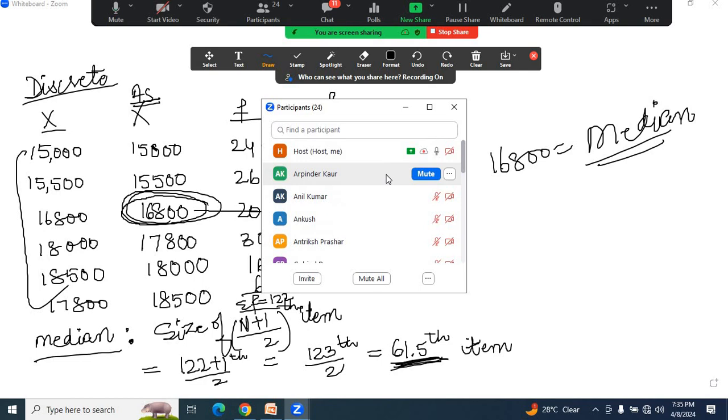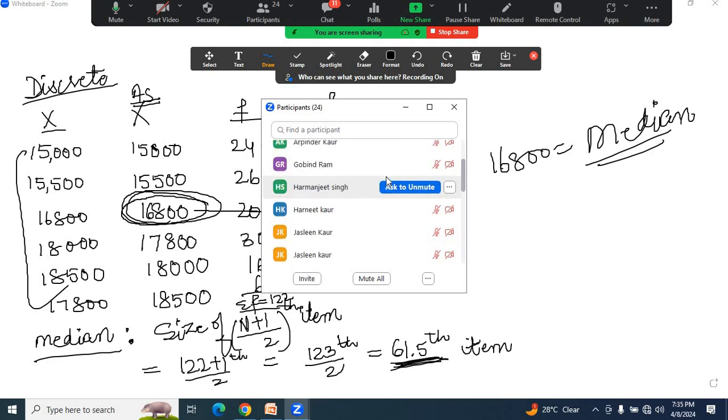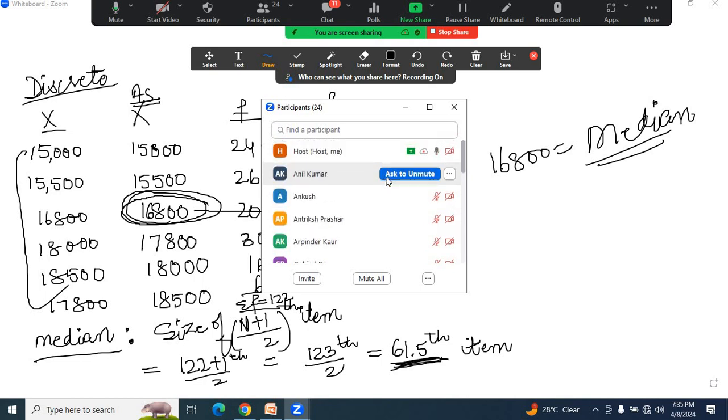Yeah, in the even number and odd number case, we follow it only in individual series. For discrete and continuous series, we use the size of (n plus 1) by 2th item only.